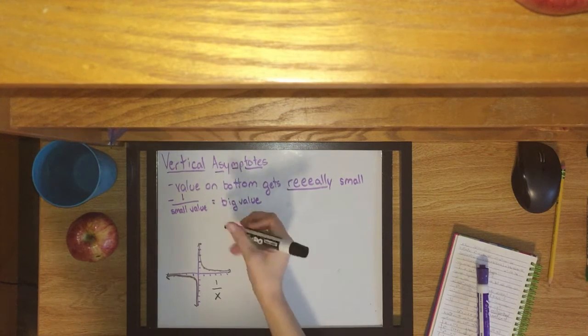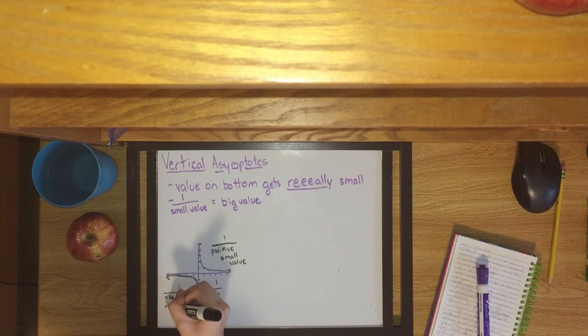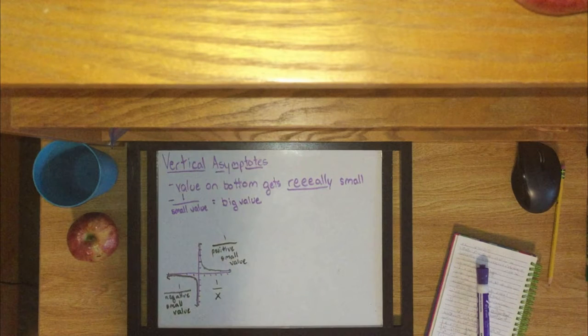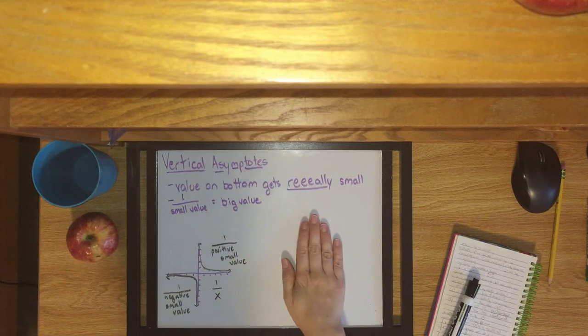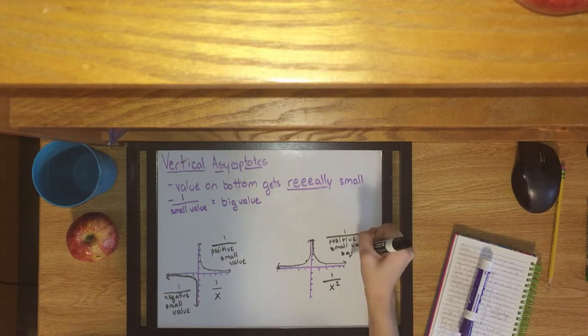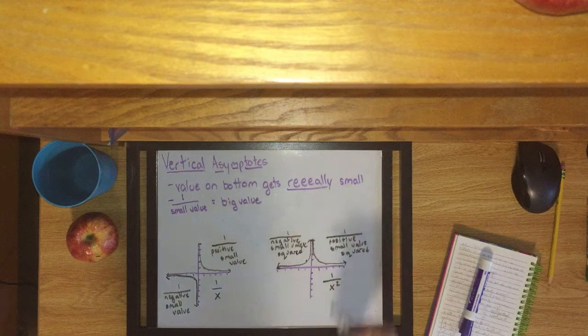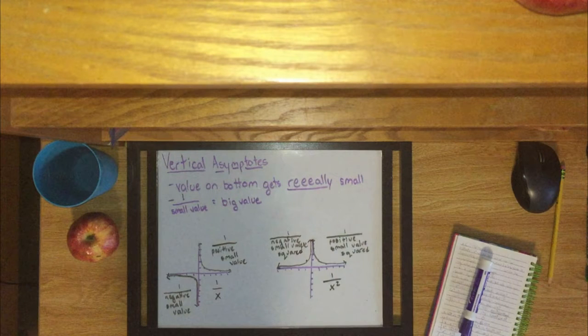So if we have 1 over x, for example, we have 1 over a really small positive number on the right side and 1 over a really small negative number on the left side. Hence, we get a vertical asymptote up to positive infinity on the right and down to negative infinity on the left. When we take 1 over x squared, we have 1 over a really small positive value squared on the right side and 1 over a really small negative number squared on the left side. However, when you square both a positive and a negative number, they both end up being positive numbers. So, the vertical asymptote goes up to positive infinity on both sides.